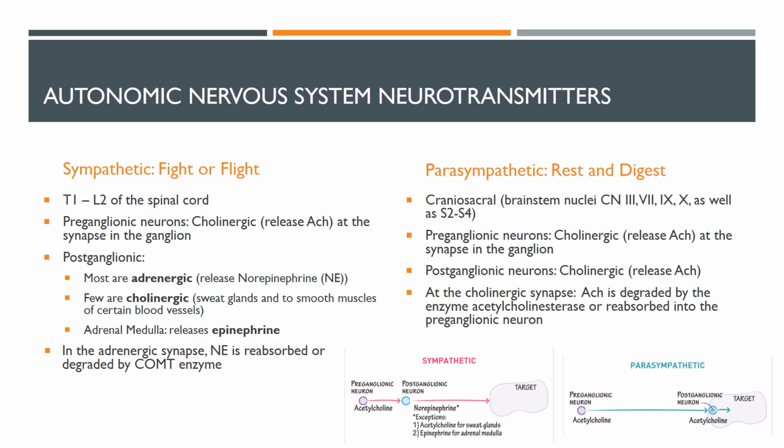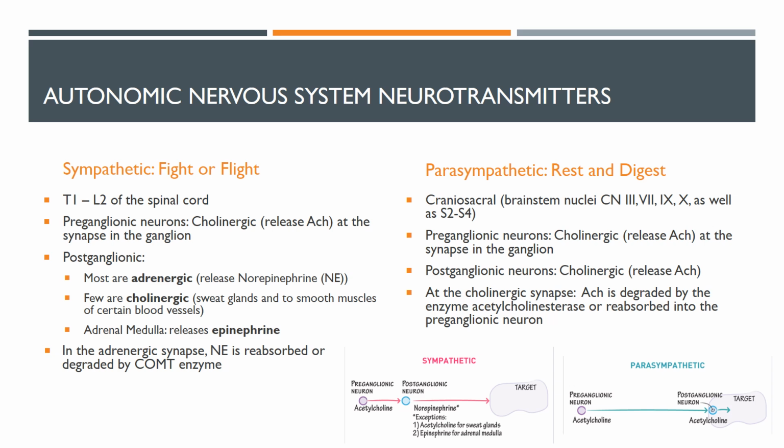Postganglionic, most are going to be adrenergic, so they release norepinephrine. But we also have a few cholinergic, especially for your sweat glands and smooth muscles of certain blood vessels. The adrenal medulla releases epinephrine. In the adrenergic synapse, norepinephrine is reabsorbed or degraded by your COMT enzyme.